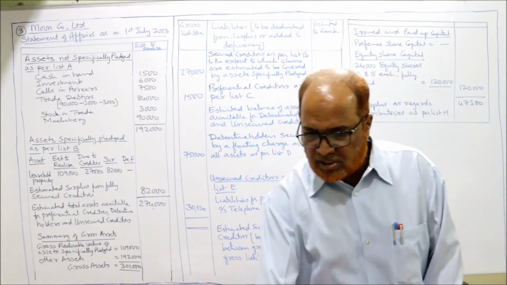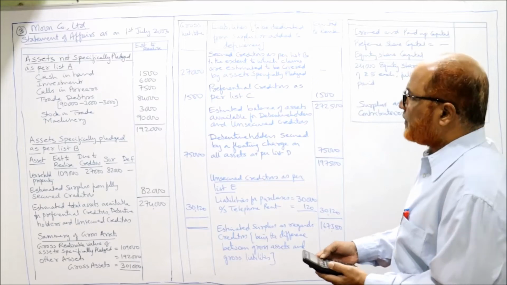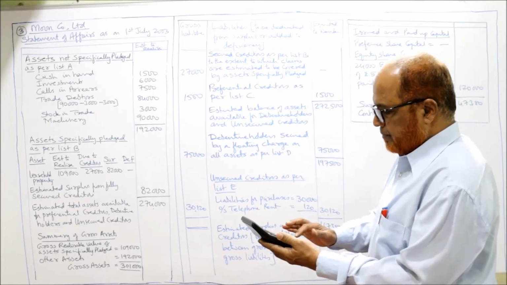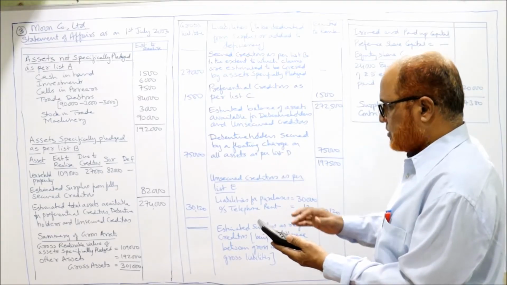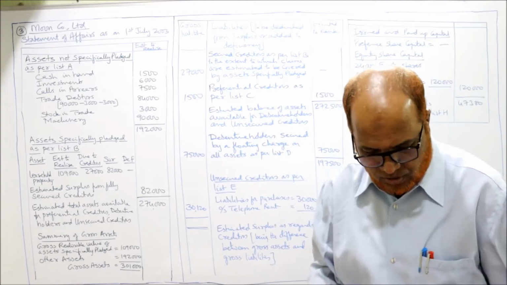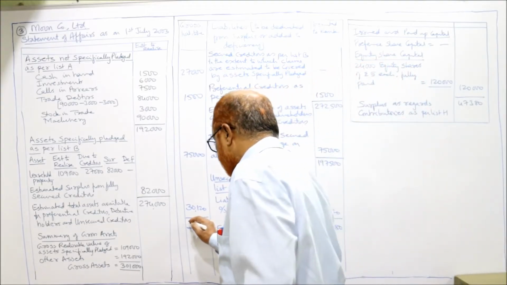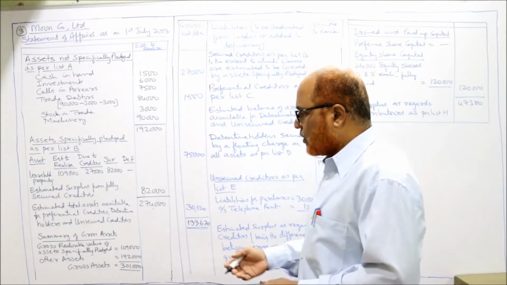What is the total of gross liability? I have not taken here. I'll calculate now. 27,000 plus 1,500 plus 75,000 plus 30,120. This comes to 1,33,620. This is the total of gross liability.